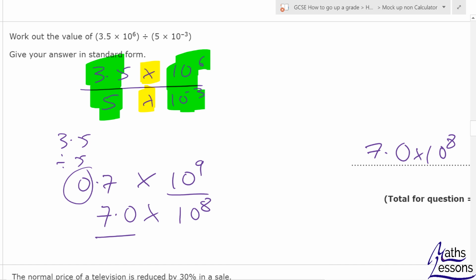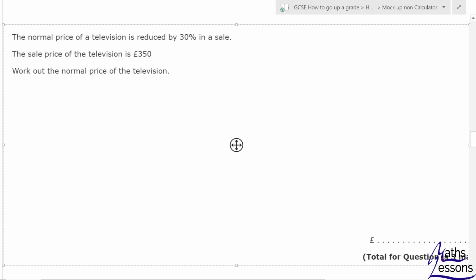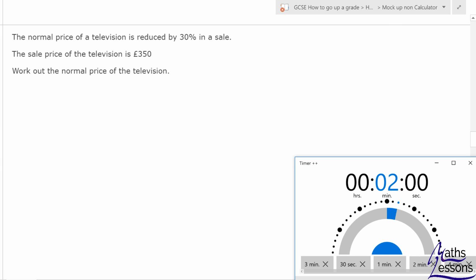Here we go, a little percentages question. That's non-calculator. So have a go at this. Again, another 2 minutes. Go.